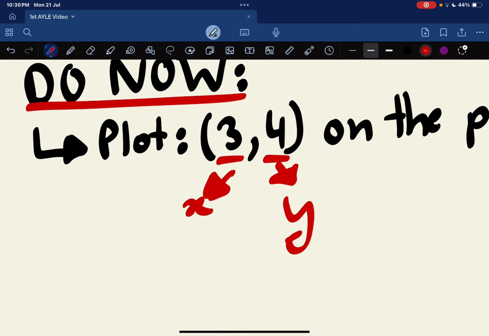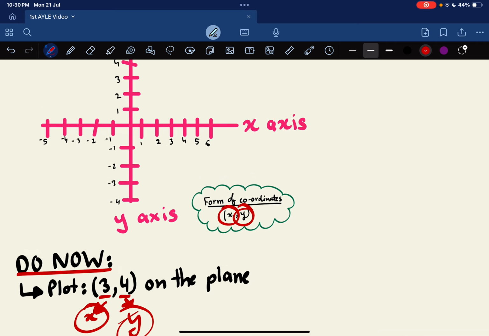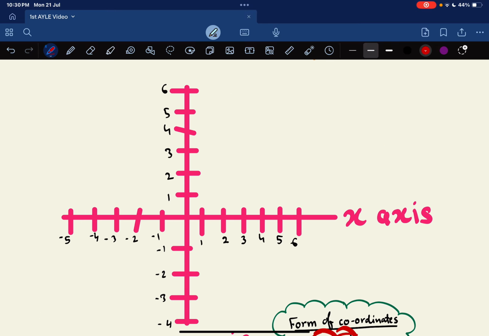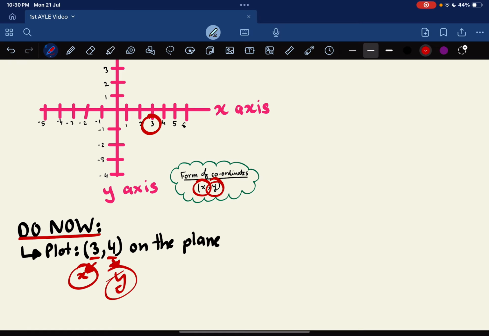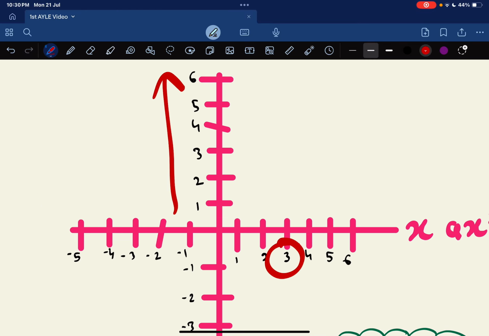So 3 is our x value, and our 4, which is coming second, that is obviously going to be our y value. All right, so now we've got this set. At least this is x, this is y. 4 corresponds to y, 3 corresponds to x. Okay, so now, can you find the number 3 written near the x-axis? Yes, it's right here. Okay, now let's find 4 on the y-axis. Since this is the positive side, 4 is obviously going to be here, so 4 is here.